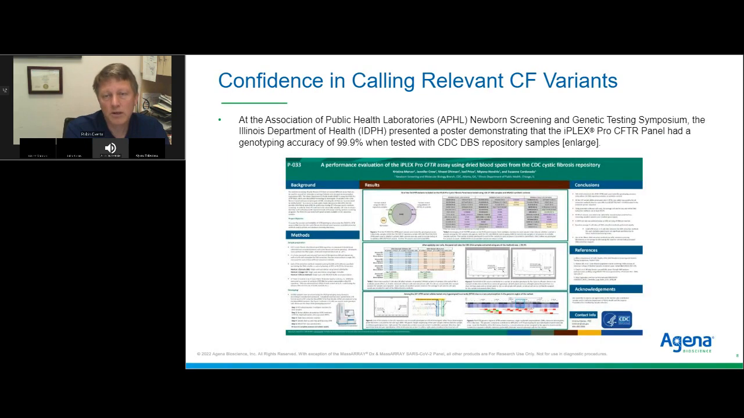Here's the other poster from a group from CDC, and also one of the co-authors actually is Dr. Dhiman. And this was presented at the APHL Newborn Screening Symposium in 2019, the last one before the COVID hit. They actually looked at the CFTR panel that Dr. Dhiman was talking about today, and they found that they had a genotyping accuracy of 99.9% when they were testing this with the CDC DPS repository samples. And this is a very nice poster showing that the panel works really well, and there were different extraction protocols they were using, and they got the same results in all the cases.